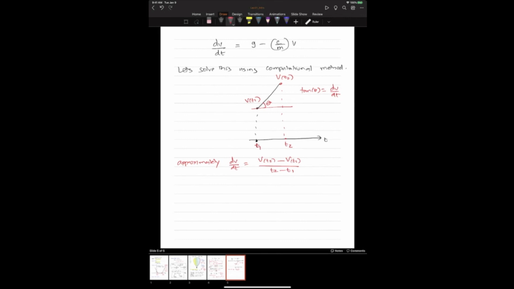So if we substitute this, dv by dt is v ti plus 1 minus v ti over ti plus 1 minus ti. So what I did here is I just wrote that in a general form.